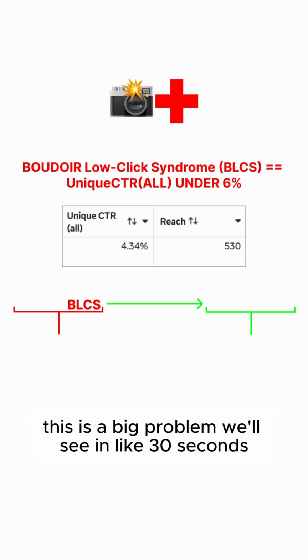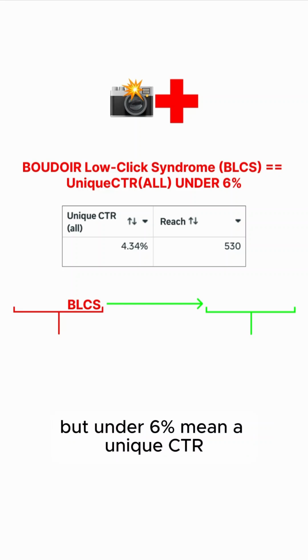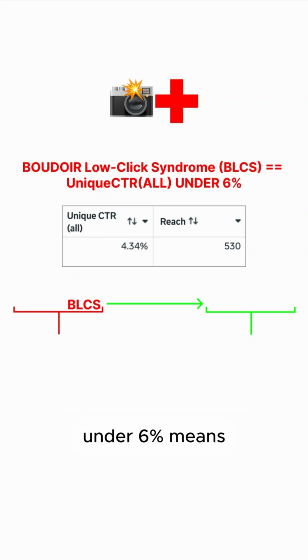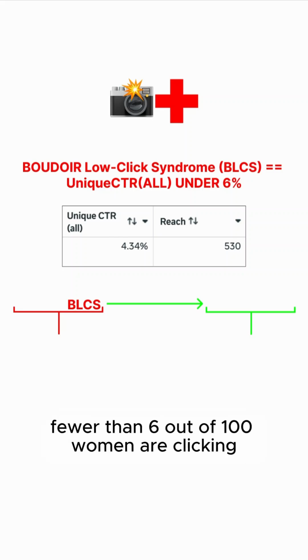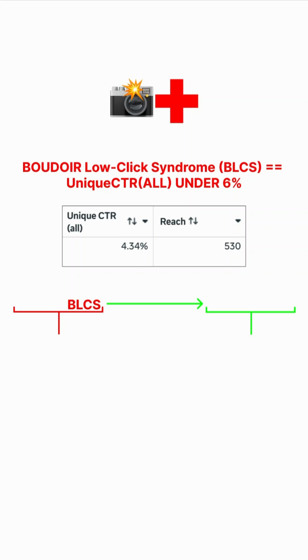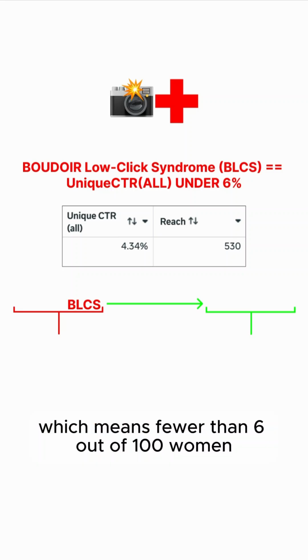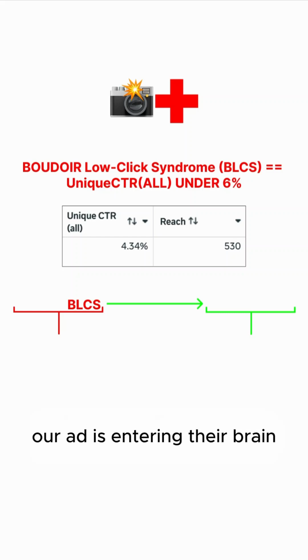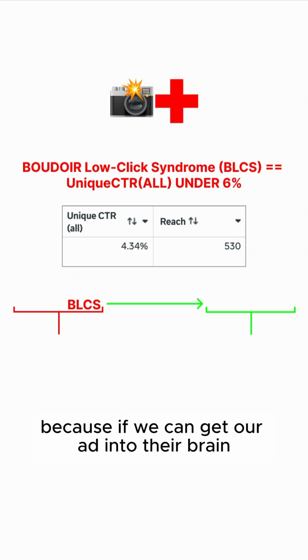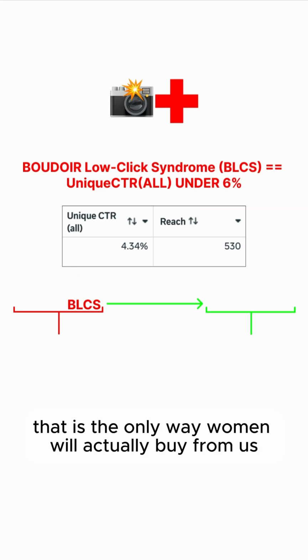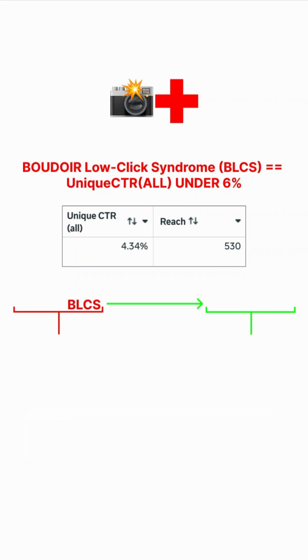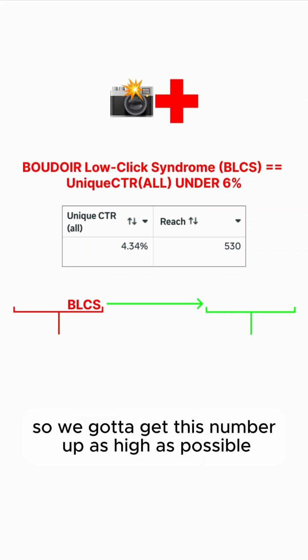This is a big problem we'll see in like 30 seconds, but under 6% unique CTR all means fewer than 6 out of 100 women are clicking anywhere on our ad, which means fewer than 6 out of 100 women, our ad is entering their brain. And we care about that because if we can get our ad into their brain, that is the only way women will actually buy from us. So we got to get this number up as high as possible.